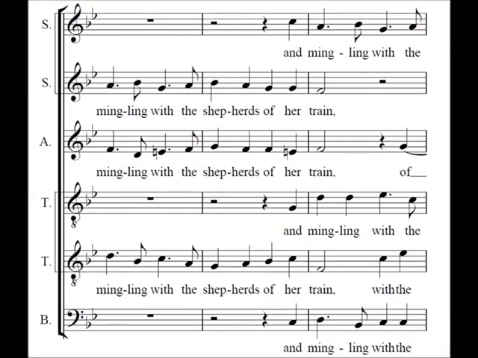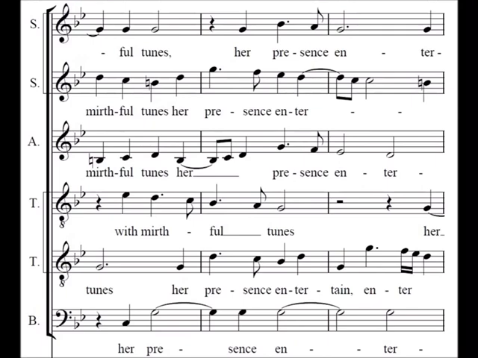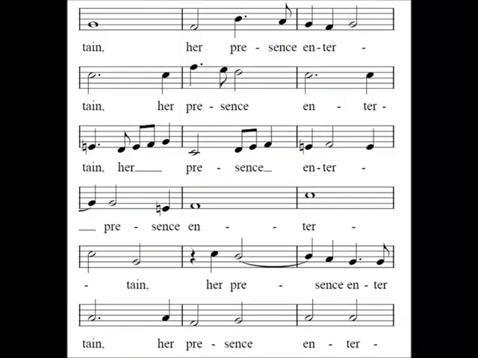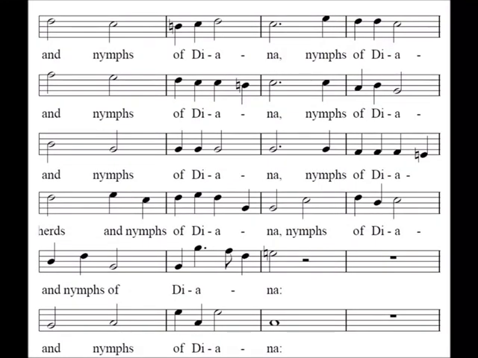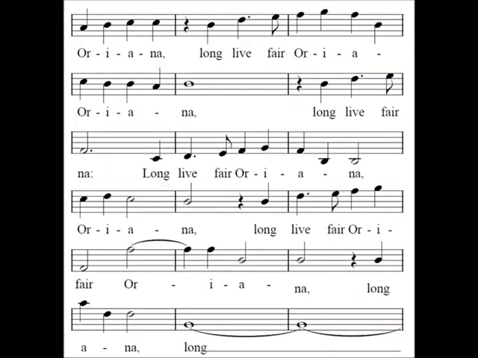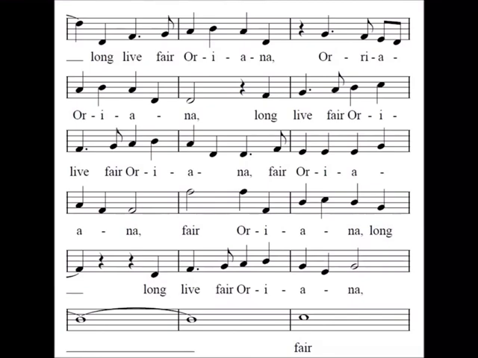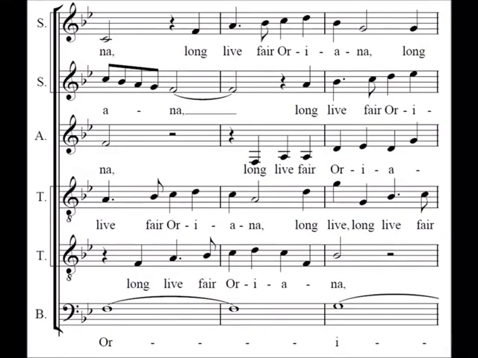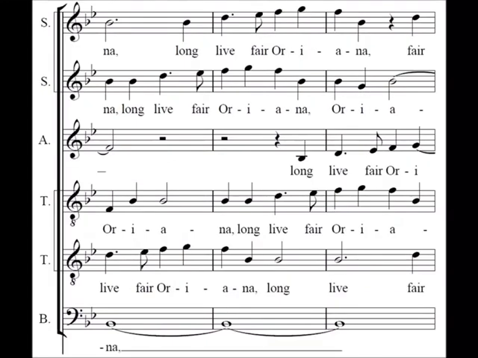And mingling with the shepherds of the train, with the shepherds of the train, with mirth entertain. Then sang the shepherds and hymns of Diana, hymns of Diana. Long live fair Oriana, over and over again. Long live the queen.